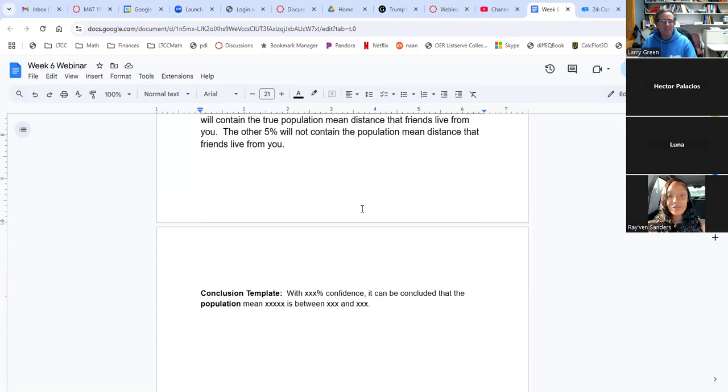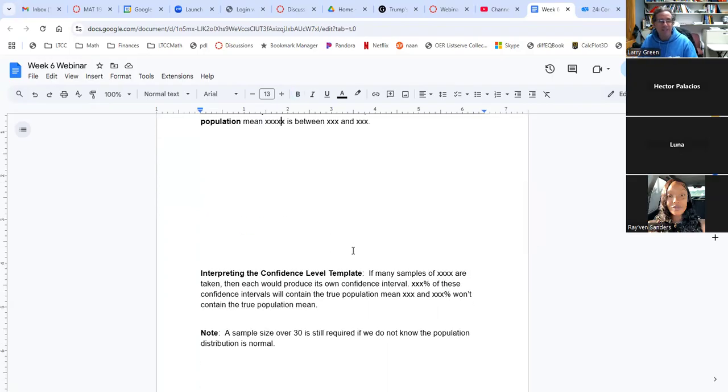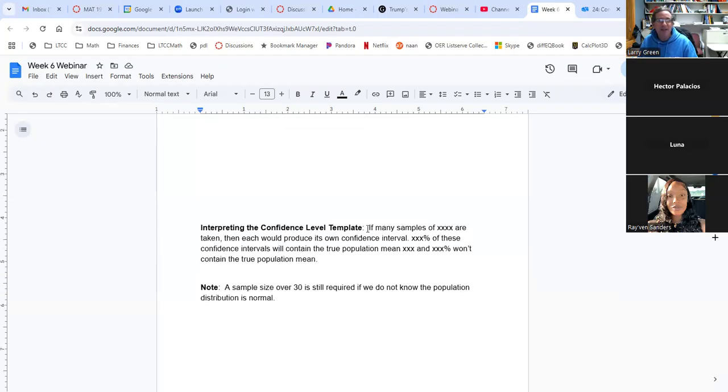Okay, let me do a true example. And by the way, I have a template: whatever percent confidence, it can be concluded that the population mean of whatever is between those two numbers. And by the way, sometimes it'll be proportion instead of mean. We'll get to that next. And I have a template for the confidence level: if many samples of however many are taken, each would produce its own confidence interval. A certain percentage of these confidence intervals will contain the true population mean, and some other percent won't contain the true population mean.